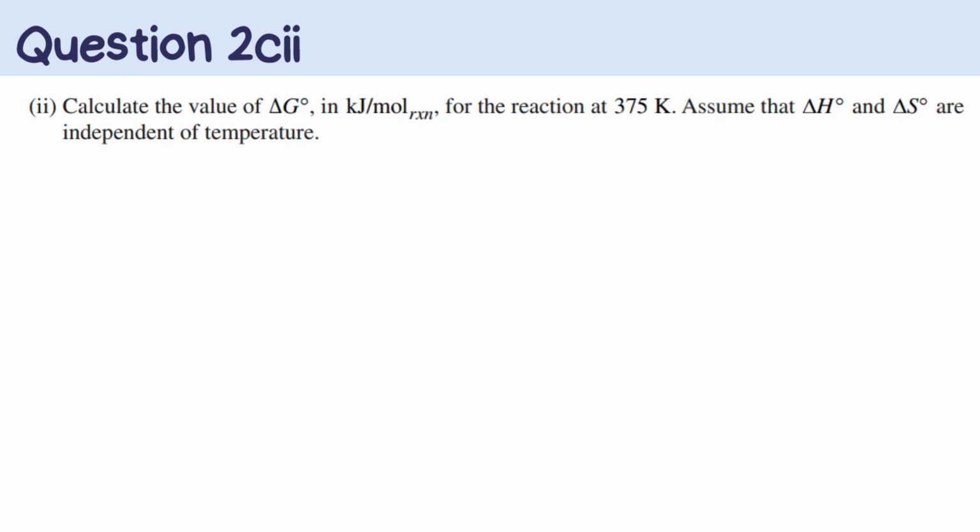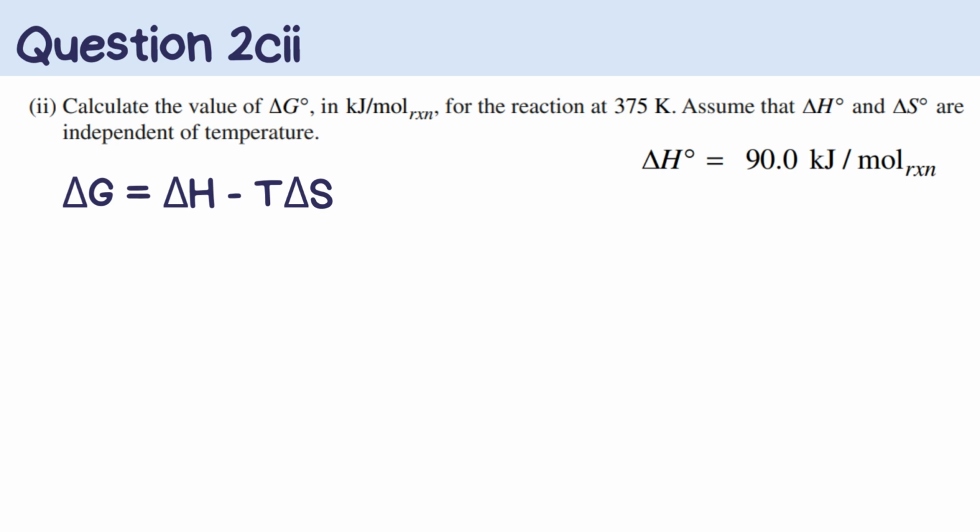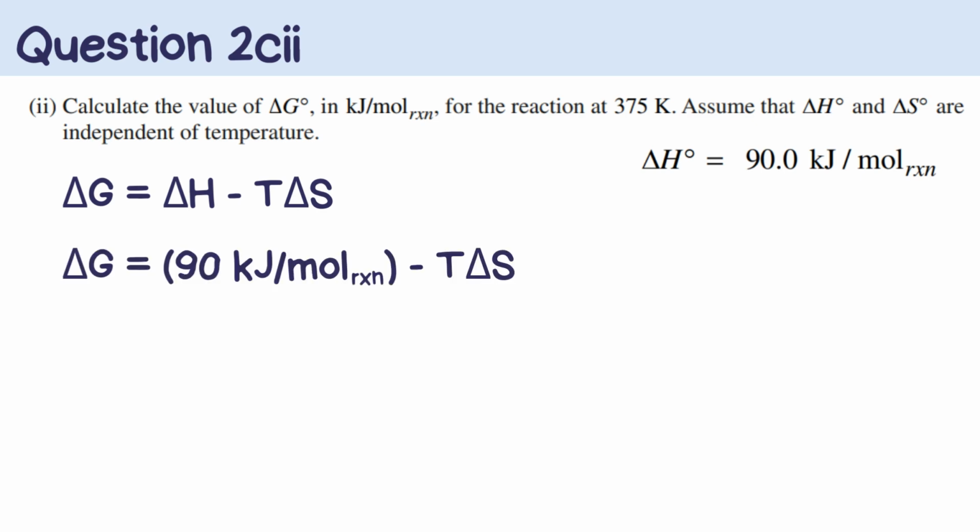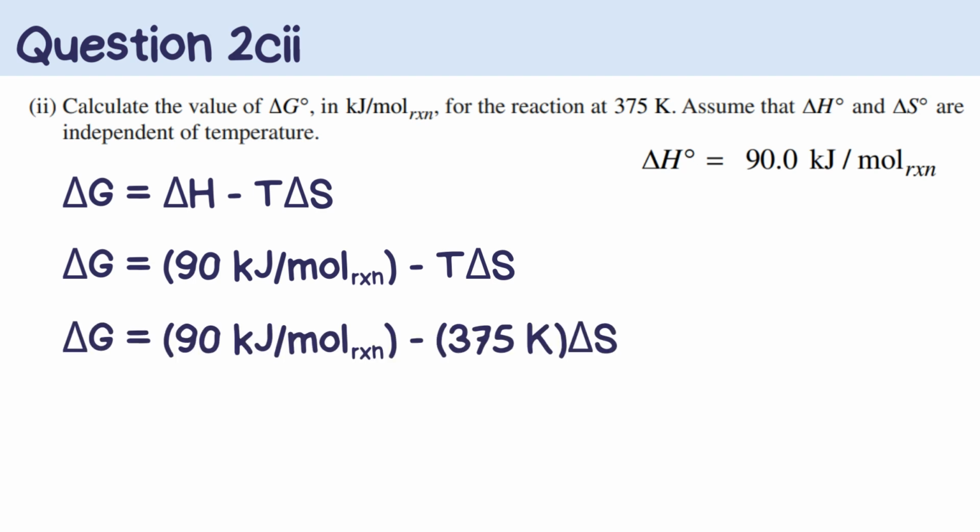Next up is the second part of 2c, where we have to calculate delta G of the reaction. Because we're given delta H and delta S, the equation we should use is delta G is equal to delta H minus T, which is temperature, multiplied by delta S. For delta H, we were already given that in the problem, and that is the 90 kilojoules divided by mole of reaction, so we can plug that into the equation. For T, that's going to be the 375 Kelvin, which we were also given.